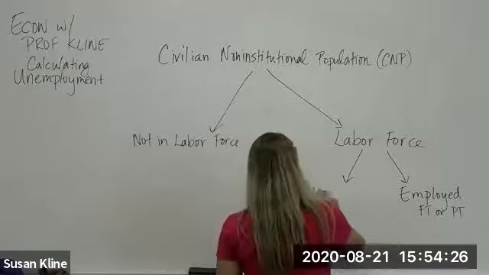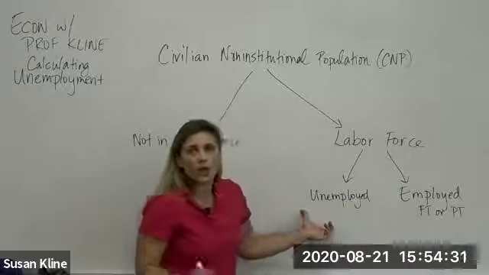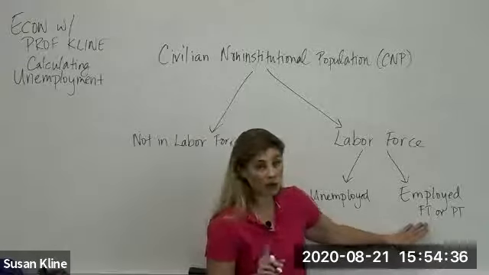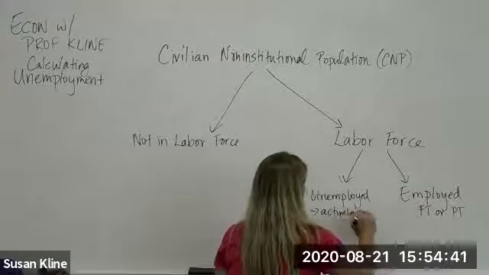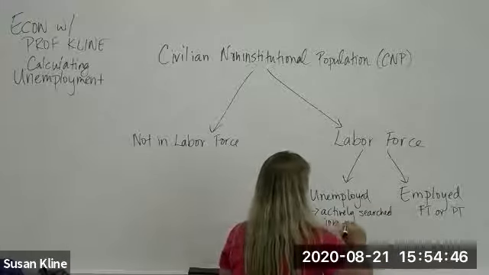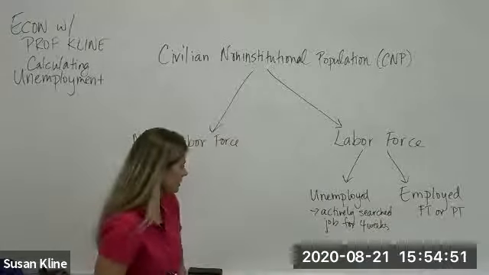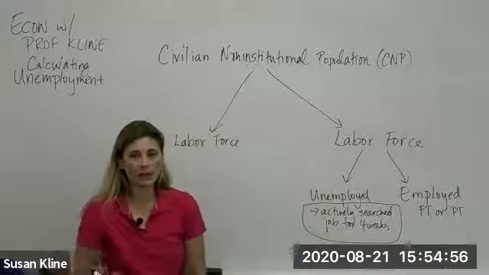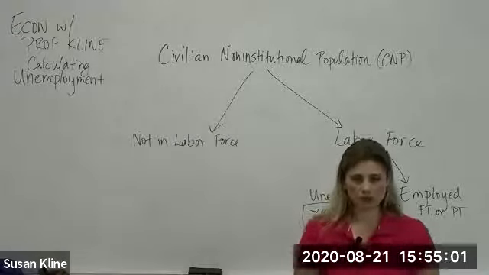Now, unemployed, you have to be careful here. It's not just people who don't have a job. Instead, it is people who have actively searched for a job in the last 4 weeks. So within the last month from whenever you're contacted. Now, why is it that you have to have actively searched for a job in the last 4 weeks? Well, let's consider you're unemployed and you're not looking for a job.